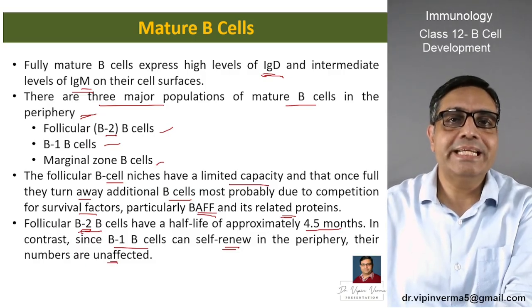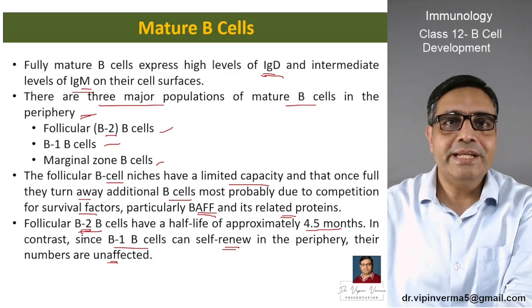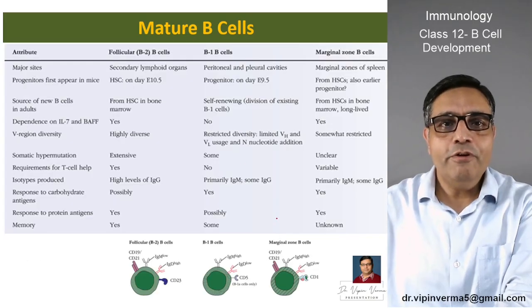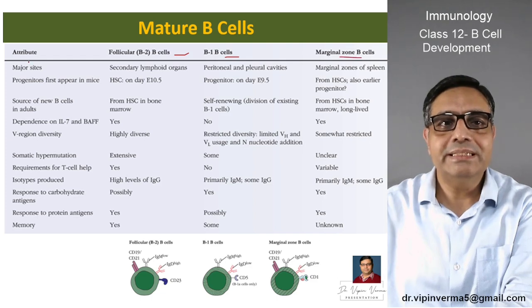Okay, so B2 B cells keep being replaced by new cells, as their half-life is approximately 4.5 months. Now, if we compare the follicular B2 B cells, B1 B cells, and marginal zone B cells, then the major sites in follicular B2 B cells are the secondary lymphoid organs, which are SLO. In B1 B cells, it is the peritoneal and pleural cavities, while for marginal zone B cells, they are the marginal zones of the spleen.